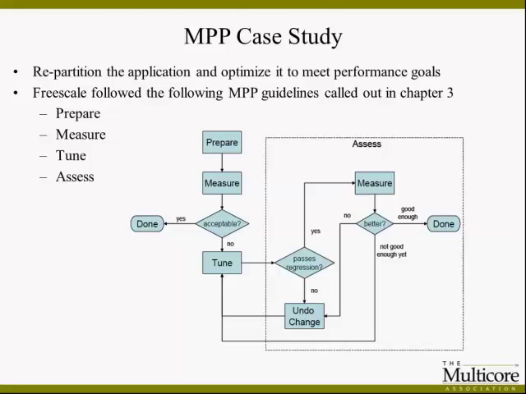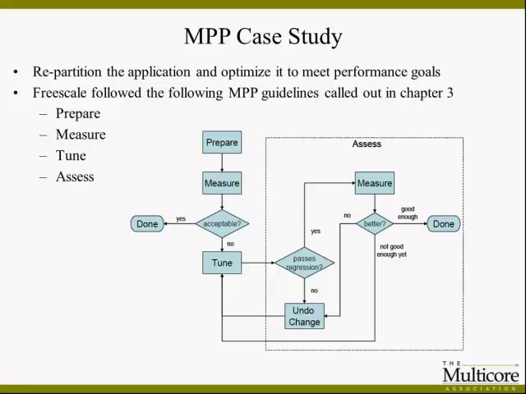The team followed the MPP guidelines called out in Chapter 3. The flowchart is kind of shown here. It follows a prepare, measure, tune, assess flow. The application was essentially gone through an initial type of partitioning. Performance was measured. It was not acceptable. A set of tuning processes were then undertaken, and of course those tuning processes went through iterative regressions. If those regressions did not pass, we had to go back and back out those changes, but we'd rather do it earlier rather than later.